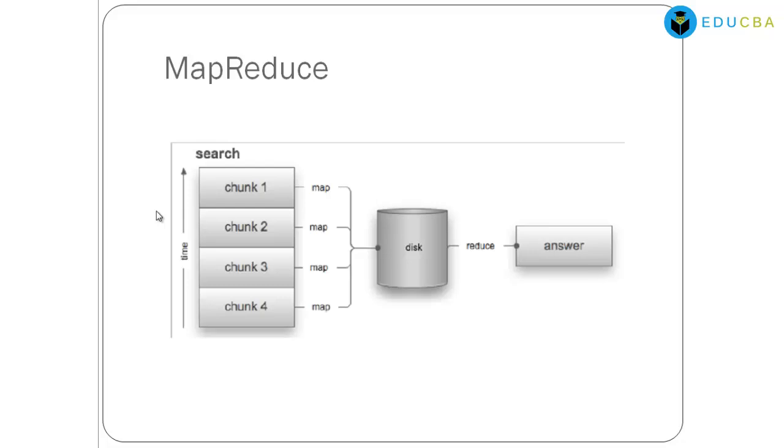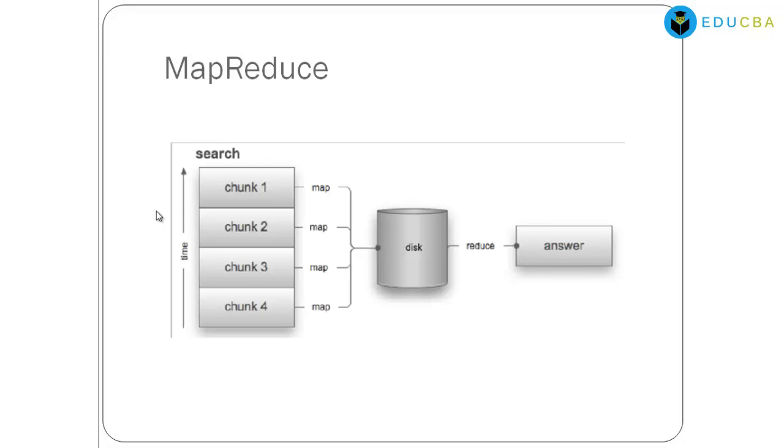Here, Splunk sorts the data events based on time. So it puts the bundle of events that occurred during a particular time together. That is what is called chunk 1, chunk 2, chunk 3, chunk 4.